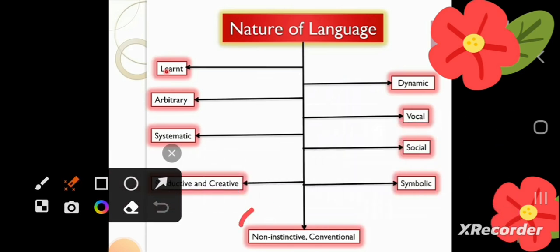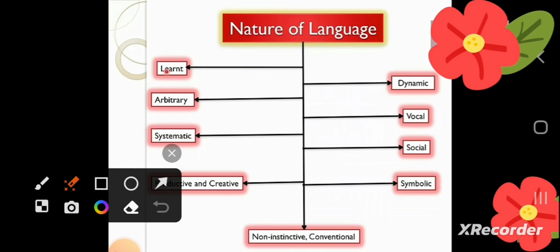Non-instinctive. Conventional. Unlike instinctive behaviors, language acquisition and use are learned through interaction with others rather than being automatic. Next, dynamic. Language is constantly evolving. New words and expressions are created, and meanings and usage shift over time due to cultural, social, and technological changes.